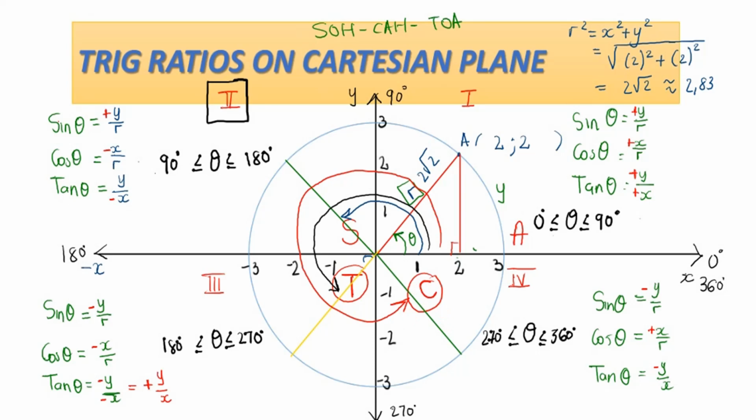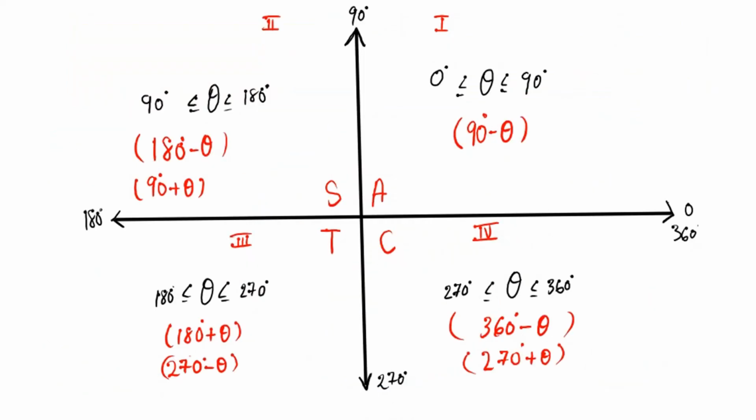I also showed you how you get that in the first quadrant, that is the 90 minus theta quadrant. In the second quadrant, that is the 180 minus theta quadrant, or the 90 plus theta quadrant. In the third quadrant, this is the 180 plus theta quadrant, or the 270 minus theta quadrant. In the fourth quadrant, this is the 360 minus theta quadrant, or the 270 plus theta quadrant.